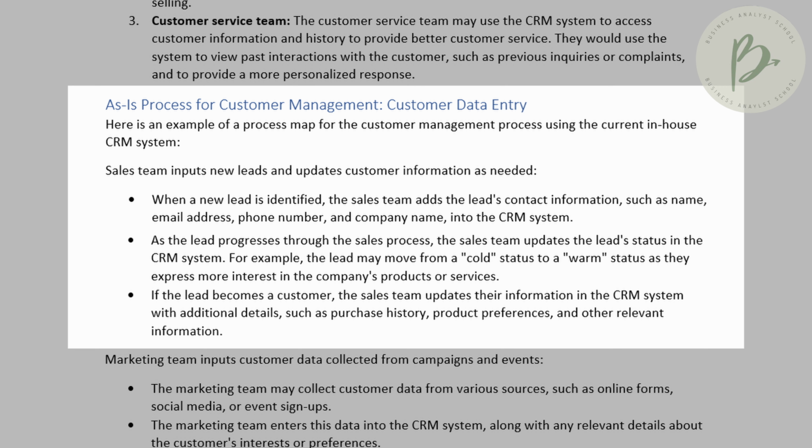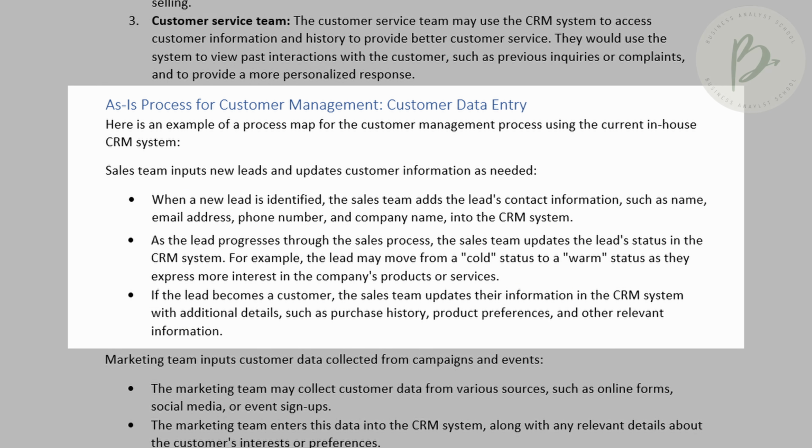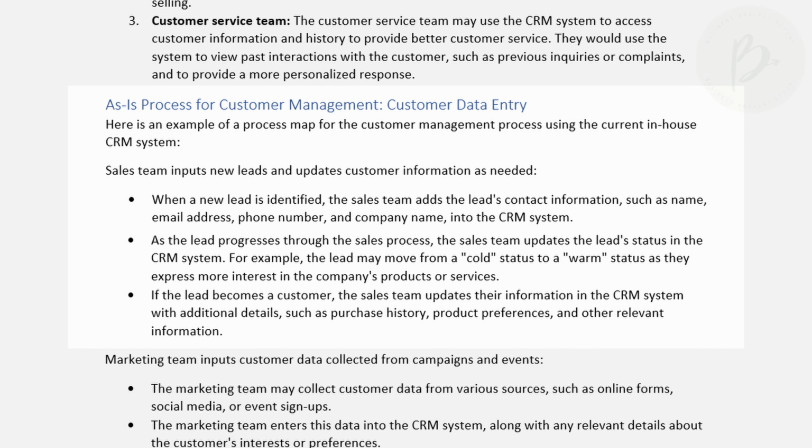So when the lead becomes a customer, the sales team will update the information in the CRM in the customer section. They probably will have a lead section, and then a customer section. And what would they add there? They will add details such as the purchase history, the product preference, and other relevant information. So this is one as-is process that the BA has identified for the purpose of this project. That's just one example. Imagine how many more processes the BA will identify through the situation investigation and problem analysis.